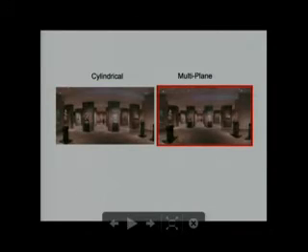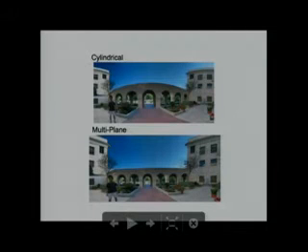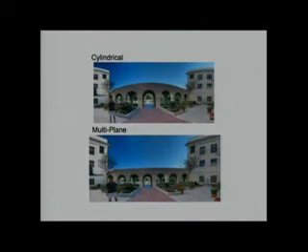Another example. And another one in our courtyard. Again, if you look at the cylindrical projection, it just looks as if the arches are within a big arch, but they're not. This part is straight. This looks more realistic.